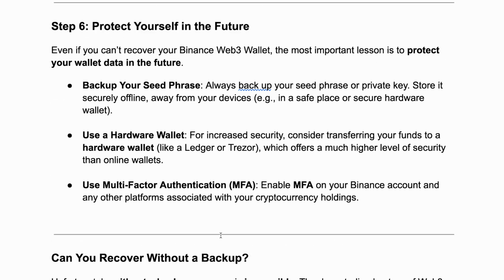Even if you can't recover your Binance Web3 wallet, the most important lesson is to protect your wallet data in the future. Always back up your seed phrase or private key. Store it securely offline, away from devices, in a safe place, or on a secure hardware wallet. For increased security, consider transferring your funds to a hardware wallet, which offers much higher security than online wallets. Then enable MFA on your Binance account and any other platforms associated with your cryptocurrency holdings.